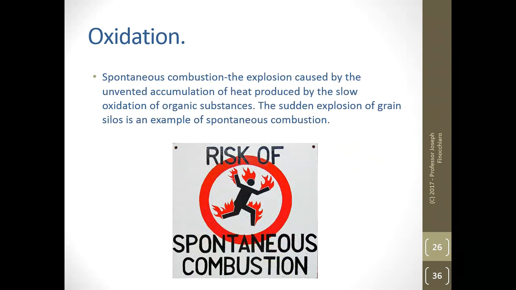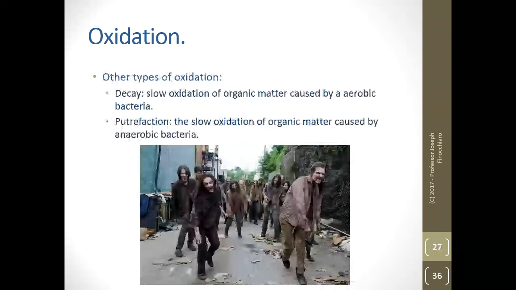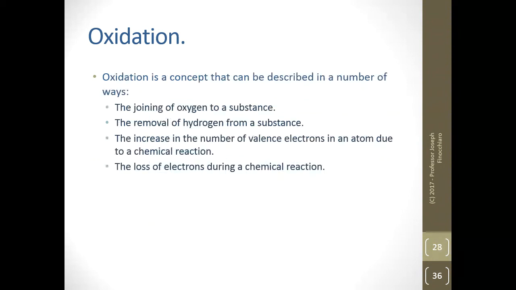Spontaneous combustion, this is the cool one: the explosion caused by the unvented accumulation of heat produced by the slow oxidation of organic substances. The sudden explosion of grain silos is an example of spontaneous combustion. Other types of oxidation: decay and putrefaction. These are important terms in embalming. Decay is slow oxidation of organic matter caused by aerobic bacteria, whereas putrefaction is caused by anaerobic bacteria.